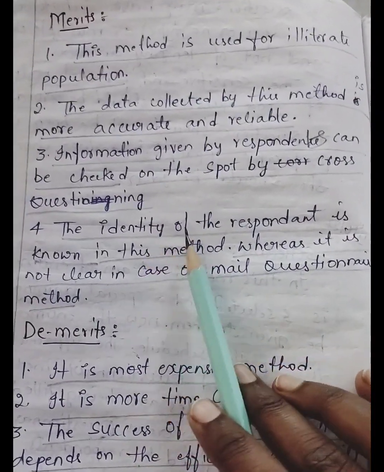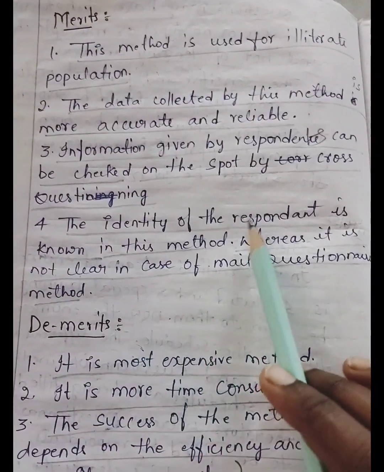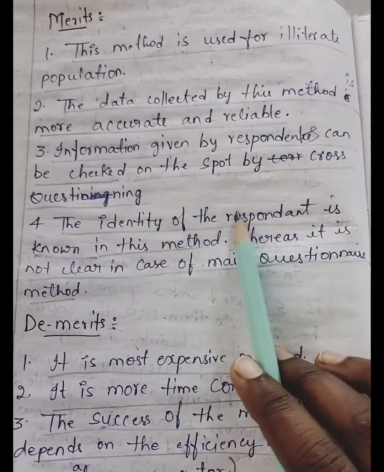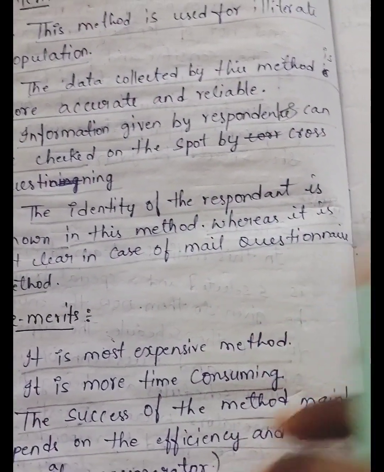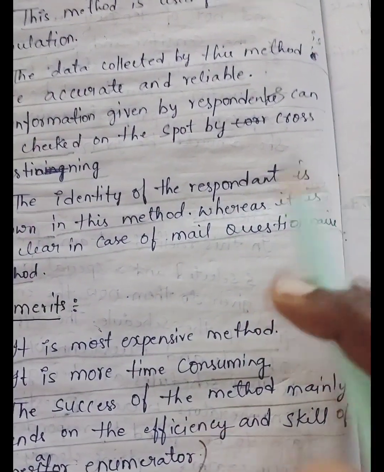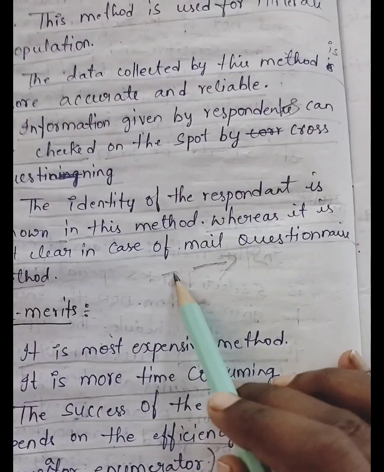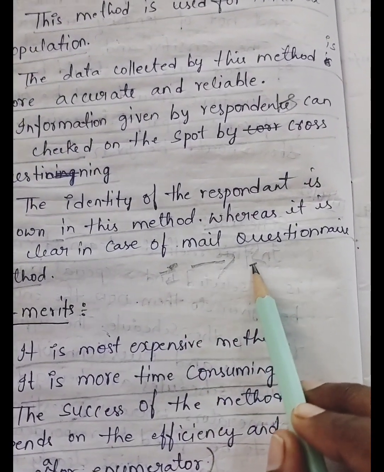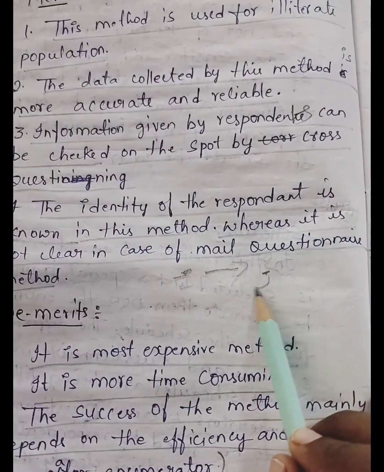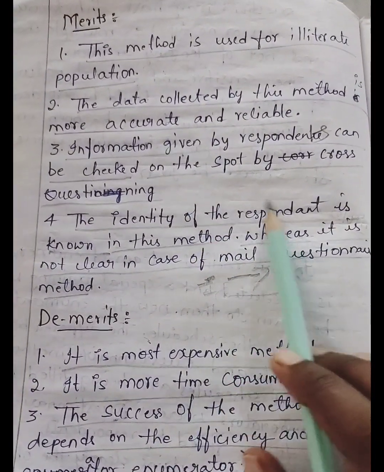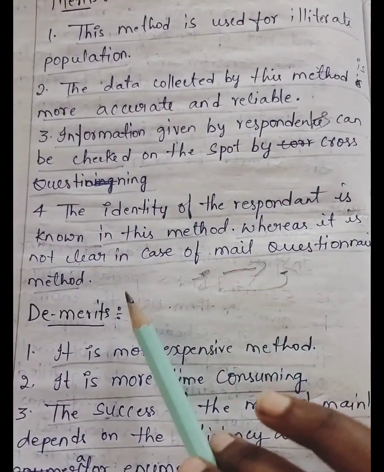by the respondent. Next, the identity of the respondent is known in this method, whereas it is not clear in the case of the mailed questionnaire method. Here, the respondent's identity is clearly known because the investigator himself goes to the respondent and records the answer himself. But coming to the questionnaire, the investigator just sends a mail to the respondent. Now, this investigator does not know whether the respondent himself is filling in the answers or whether someone else is. So that is what is going to happen here. He doesn't know the identity. The respondent's identity is clearly known in schedule, whereas it is not known in the case of the mailed questionnaire method.